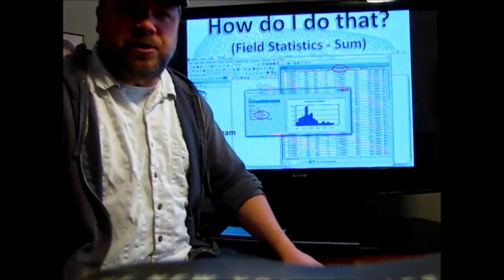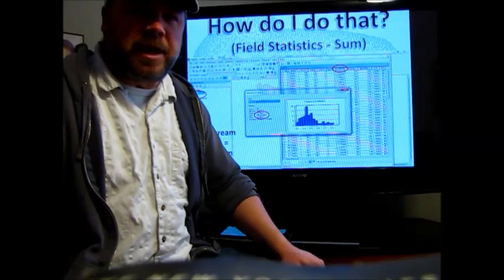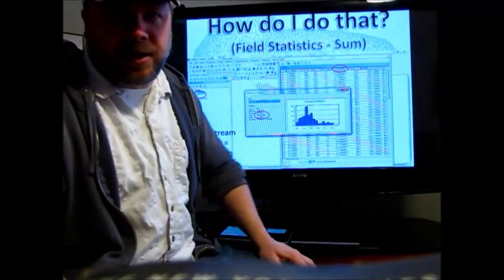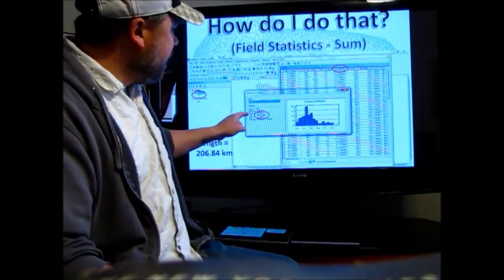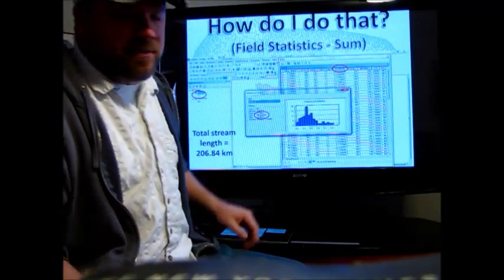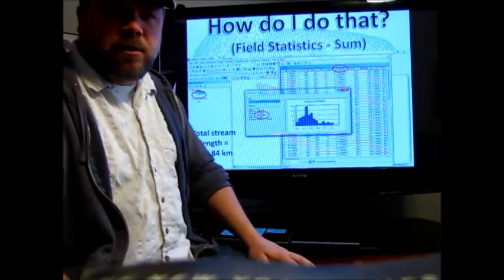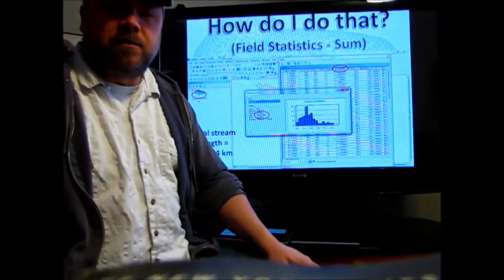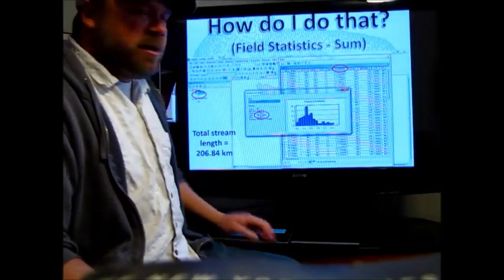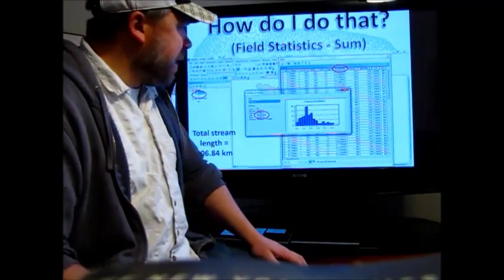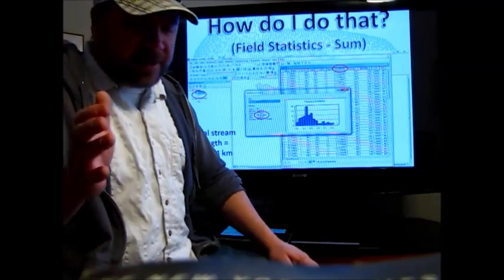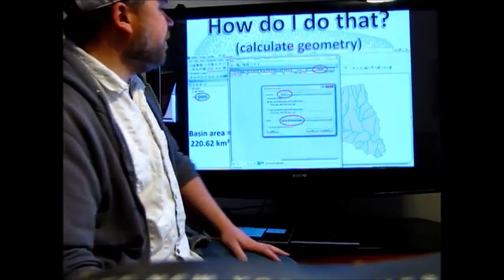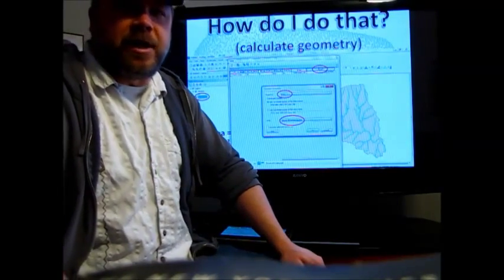And then the next thing you want to do is total up all of those lengths. And so to do that, you can again right-click on the length field in the attribute table, and then get the statistics of that field, and you can get the sum of the length in kilometers. So the total stream length for those streams that we just saw is 206.84 kilometers. So we'll write that down, make a note, 206.84 kilometers. So we've got the total stream length within the drainage basin.